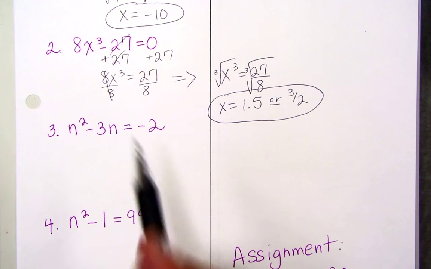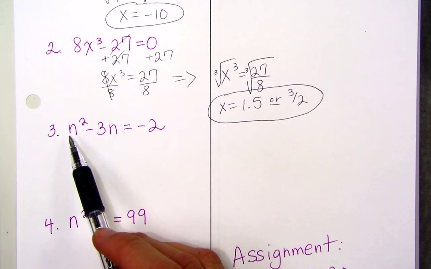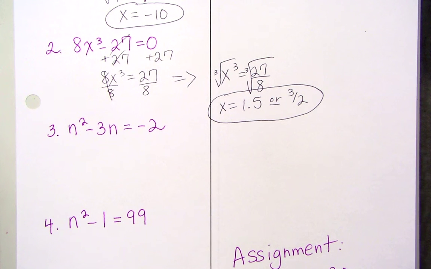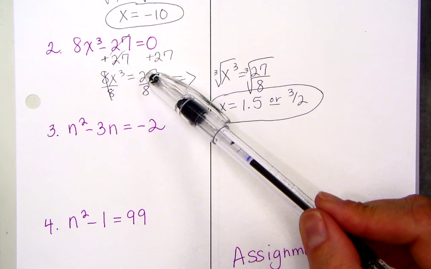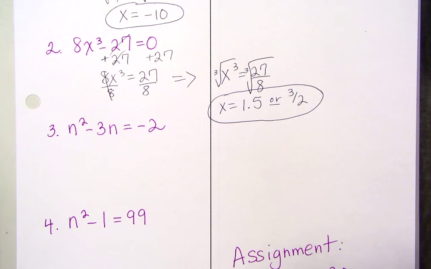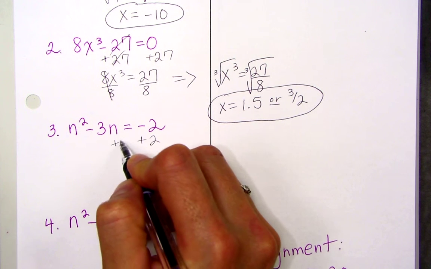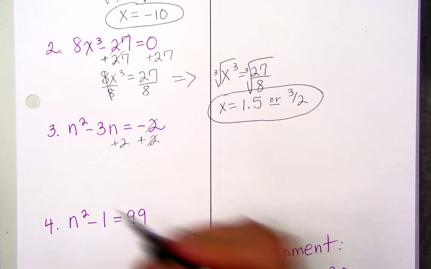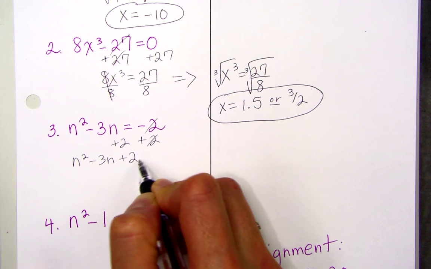In the third example, this one right here, you're going to see that we have more than one variable. Go ahead and write that problem down. In this problem, we have an n squared and an n. So we can't solve it by this method, by isolating the variable, because we've got two of them. So we have to solve this one by factoring. So to do that, we're going to move everything onto one side. So it's kind of like the opposite strategy. We'd have n squared minus 3n plus 2 equals 0.